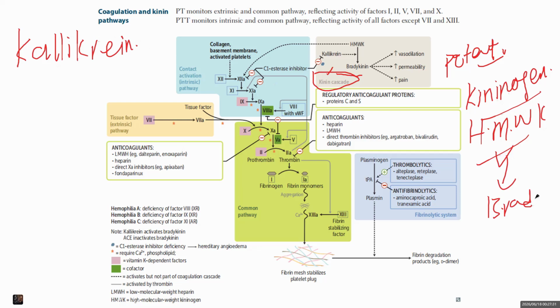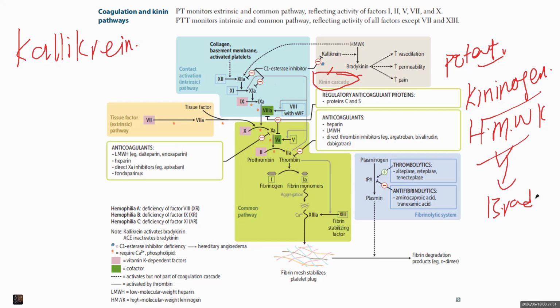Then another component of the kinin cascade pathway is bradykinin itself. I've told you about that. This is the active product which causes vasodilation, increases permeability, and also plays a role in the increased sensation of pain.